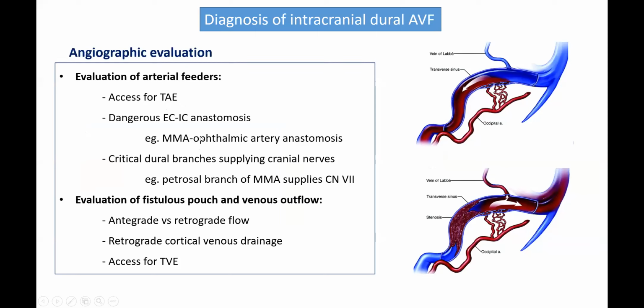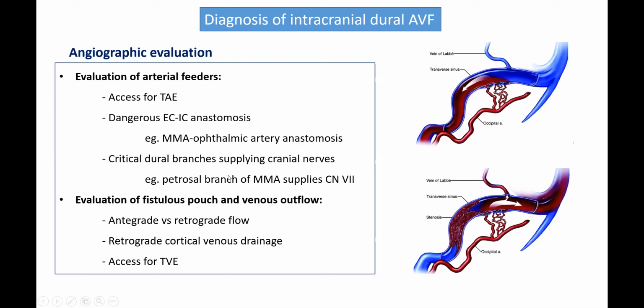And the other very important information we need to know before treatment is dangerous extracranial-intracranial anastomosis. The very common one is middle meningeal artery anastomosing with the ophthalmic artery. If we don't know this information beforehand, and we try to occlude the anterior frontal division of the MMA, and it is anastomosed with the ophthalmic artery, the patient may land up with blindness post-treatment.